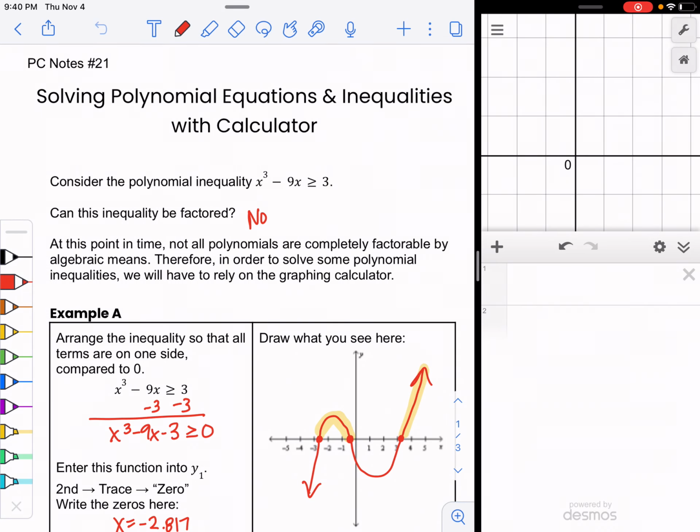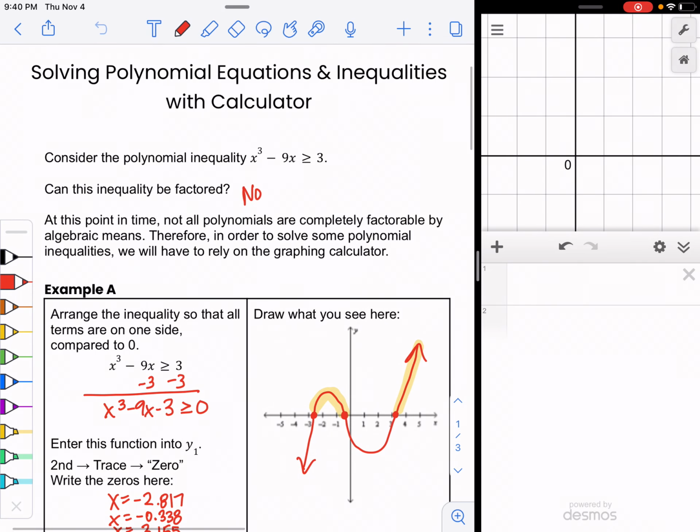All right, so today I'm going to be going over the notes for solving polynomial equations and inequalities, but with a calculator. So you can use a TI, a TI-84. We're going to use Desmos today, but either one will work.